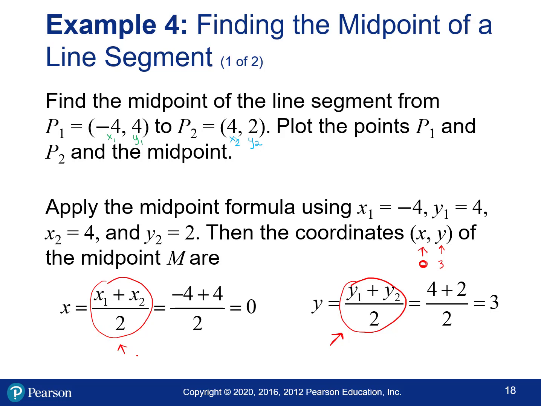So what you're doing here, and again this is just to show you where the formula comes from, you're taking the 2 x's and the 2 y's, you're adding them up and dividing by the fact that there was 2 of them. So you're just taking the average of the x's and the average of the y's. That's where that formula comes from. Okay, so the midpoint is 0, 3.